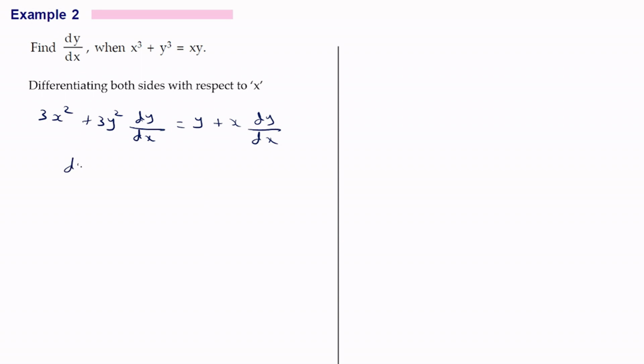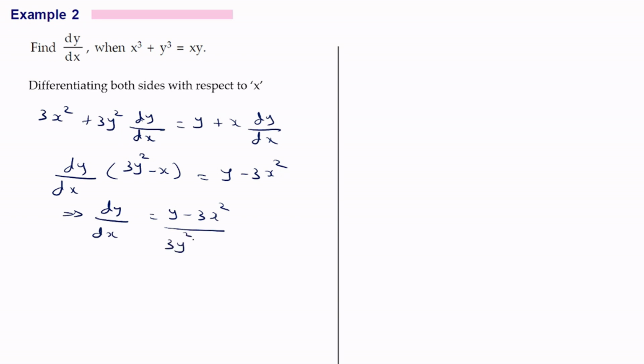So let us collect all terms with dy by dx on one side. dy by dx into (3y square minus x) is equal to y minus 3x square. So from this we get dy by dx as (y minus 3x square) upon (3y square minus x). So this is dy by dx.